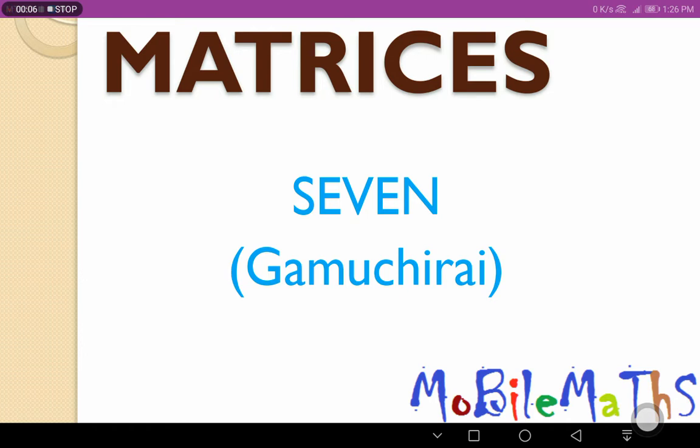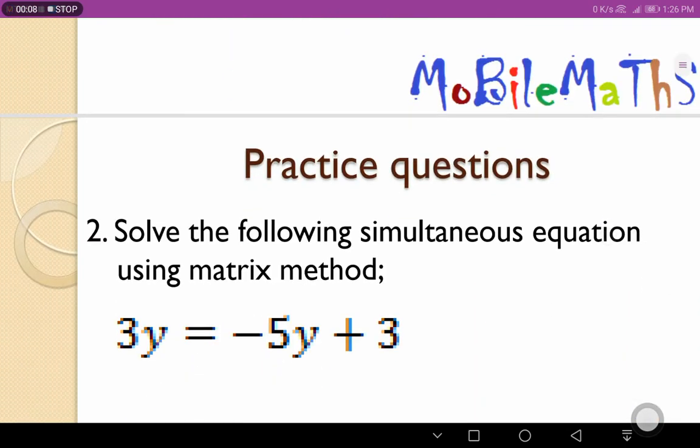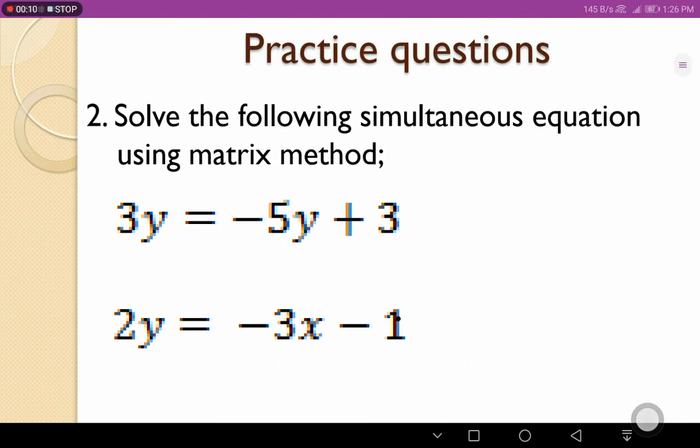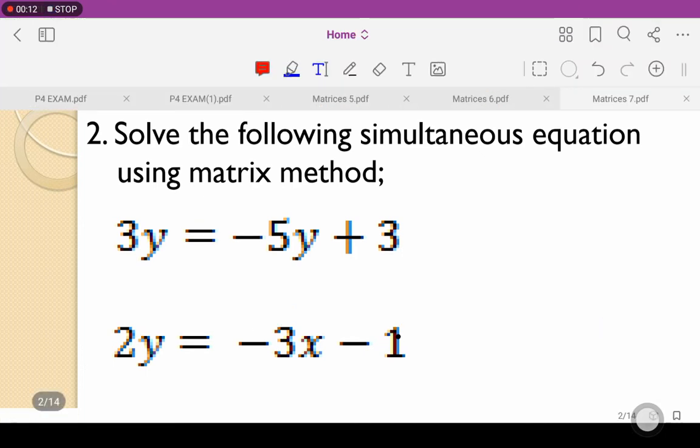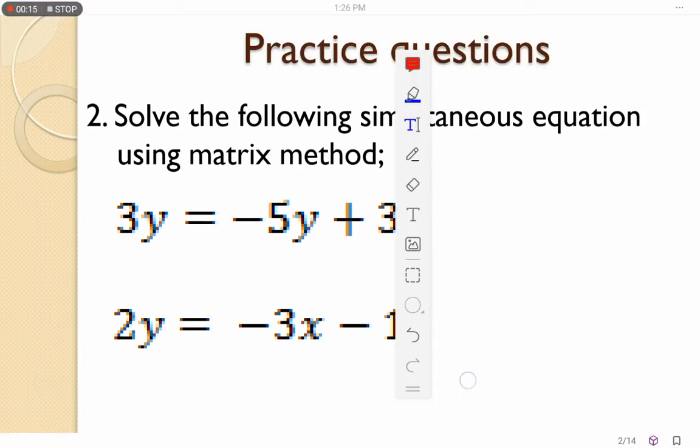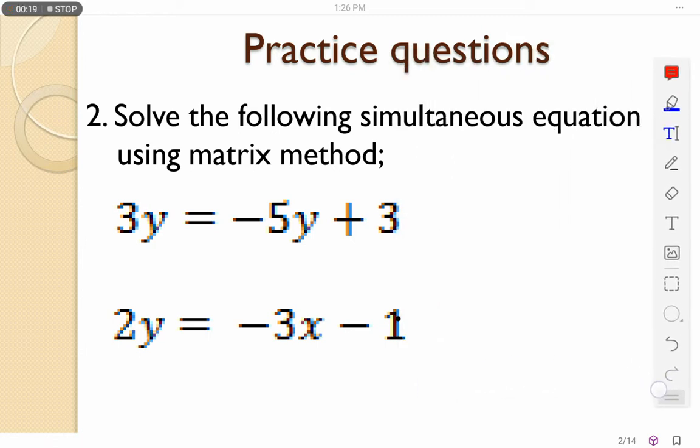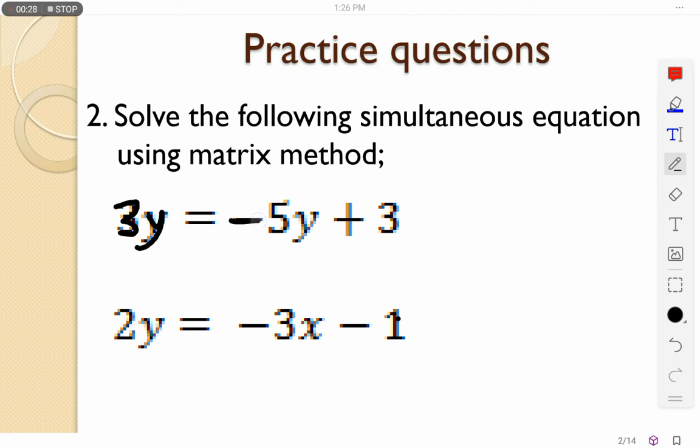We are looking at Matrices 7, solving the practice questions that I gave you. I'm looking at question number 2. There are a few corrections on question number 2. The first equation is 3y minus 5x plus 3. The second one is 2y minus 3x minus 1.